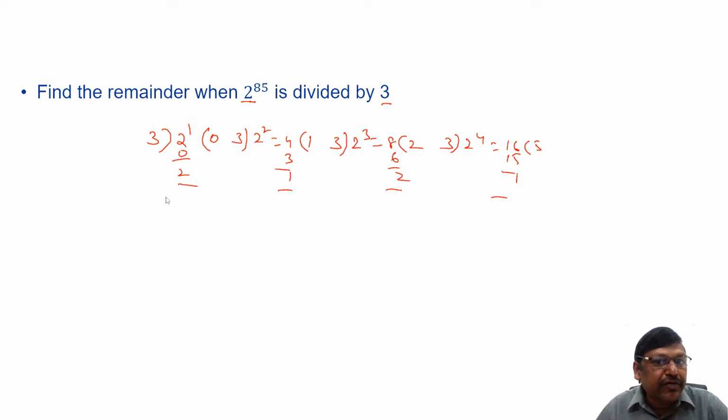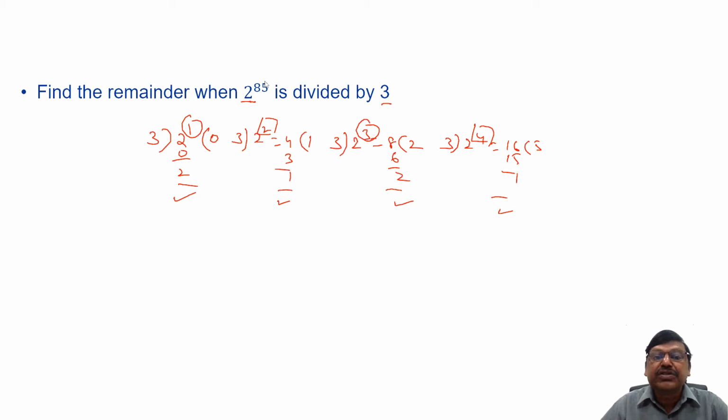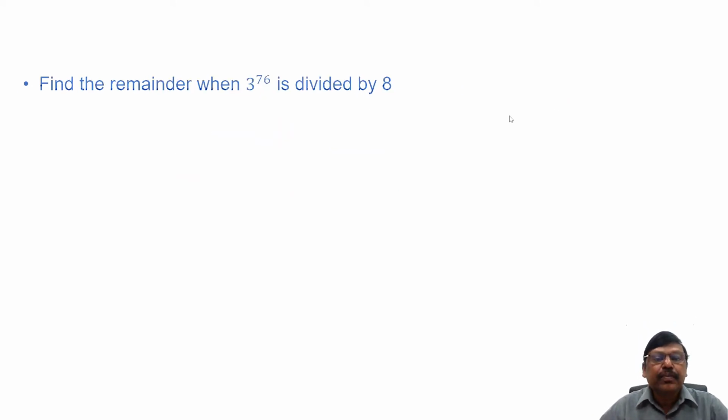When the powers are odd numbers, we have remainder 2. When the powers are even numbers, we have remainder 1. Here the power is odd number or even number? Power 85 is an odd number. Because we have power as an odd number, the remainder should be 2. So hence 2 power 85 divided by 3, remainder is 2. So our answer is 2. Right? Let's take up one more.